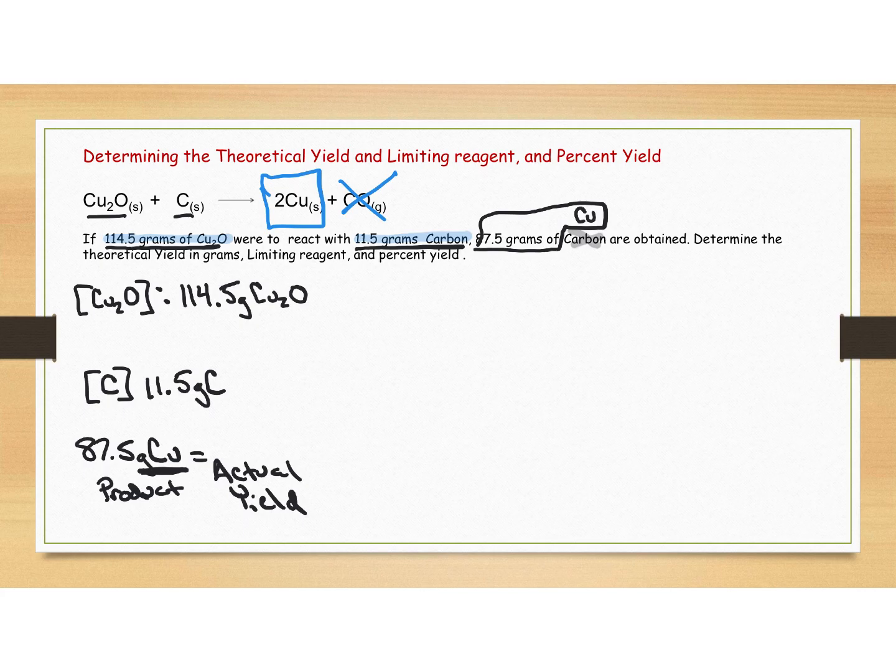Okay, so then this becomes a problem just like we did before. I'm going to go from grams of copper 2 oxide to grams of what? Grams of copper, because we've picked the product by looking at the problem statement. All right, so the first step is to go from grams of Cu2O to moles of Cu2O.